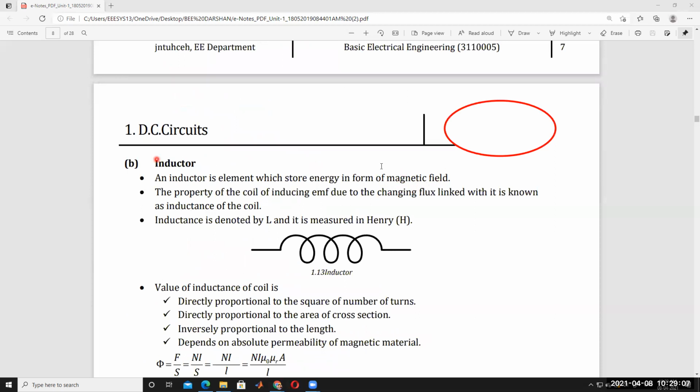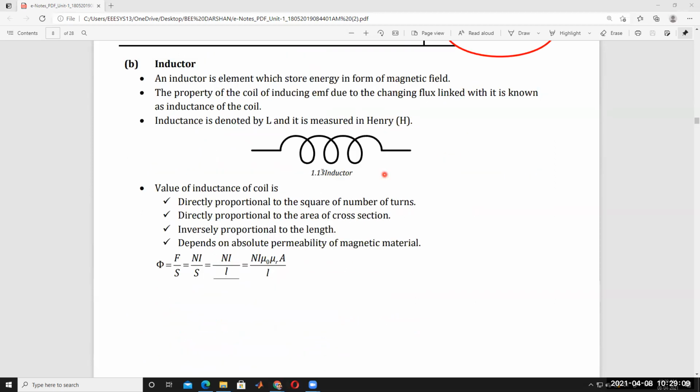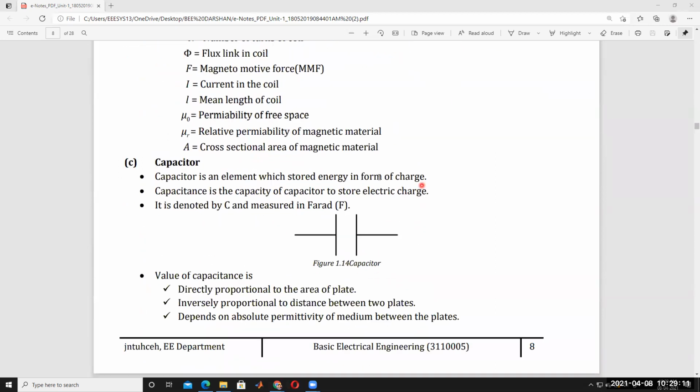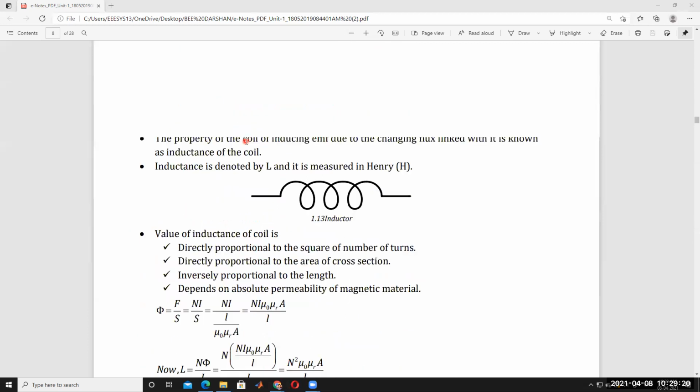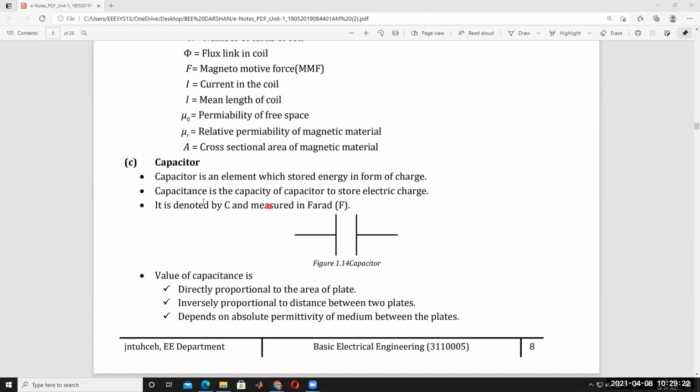The inductor stores energy in the form of a magnetic field, and the capacitor stores energy in the form of an electrostatic field, that is called charge. Understand? Capacitor stores the energy in the form of electrostatic field. Inductor stores the energy in the form of magnetic field.